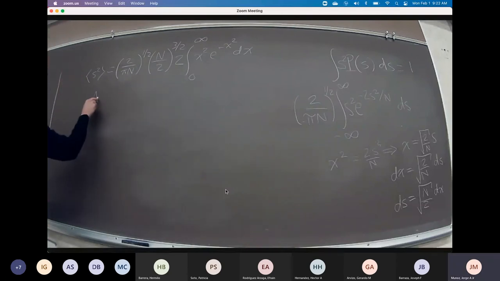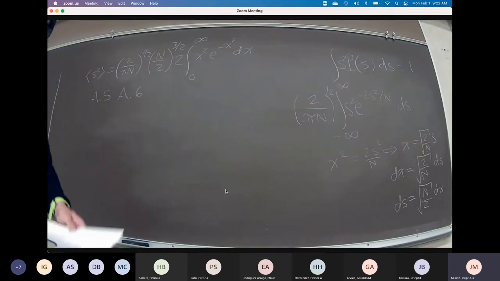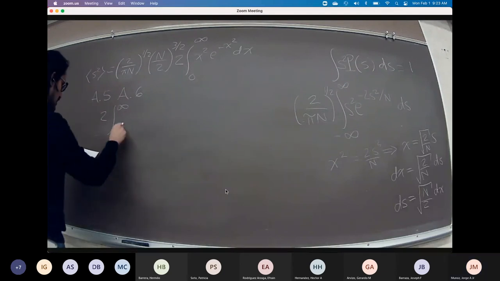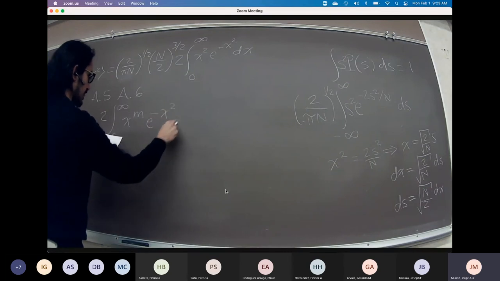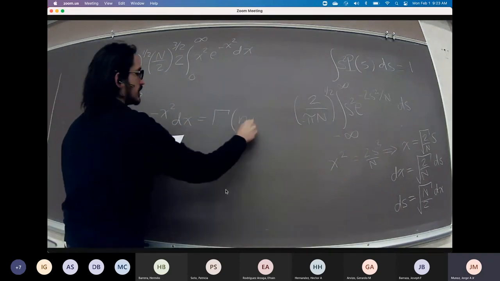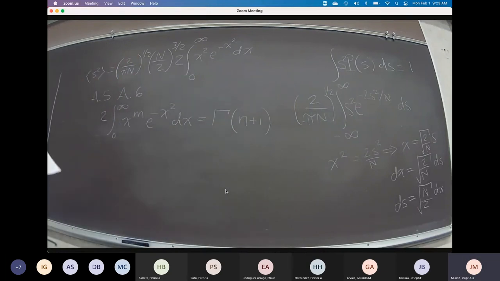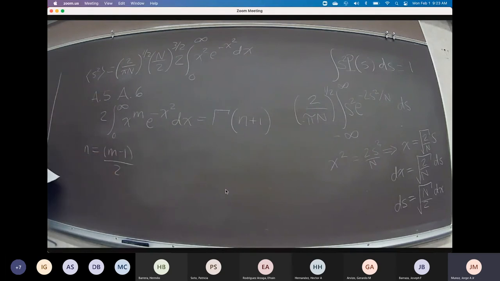So this one is in equations appendix 5 and appendix 6. It says two times the integral from 0 to infinity of x to the m e to the minus x squared dx is equal to gamma of n plus 1. And this is the gamma function. You can find tabulated values. Here, n is equal to m minus 1 divided by 2.